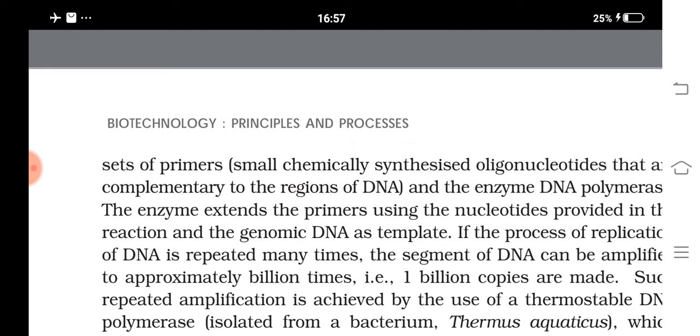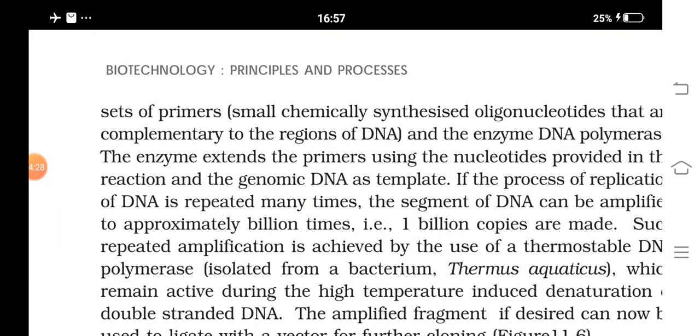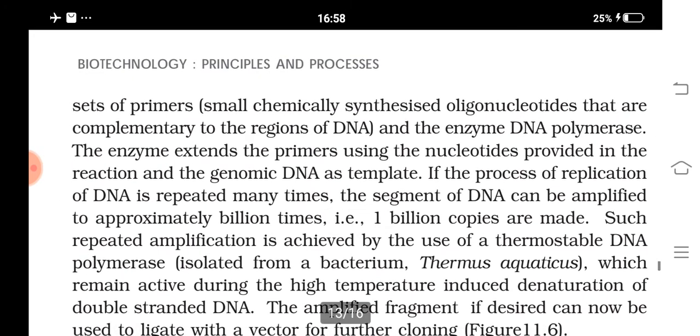So this primer will be complementary to the nucleotide sequences in the DNA. So for polymerase chain reaction we need what? Primers, and also what do we need? The enzyme DNA polymerase. The enzyme extends the primers using the nucleotides provided in the reaction. Means we have to provide nucleotides.